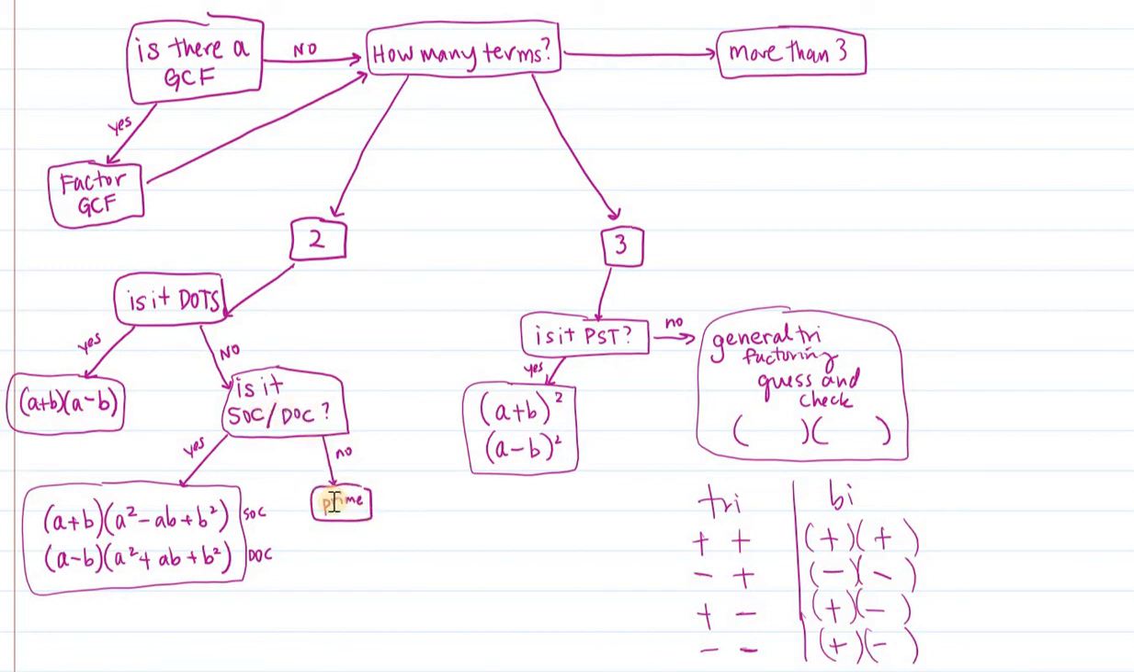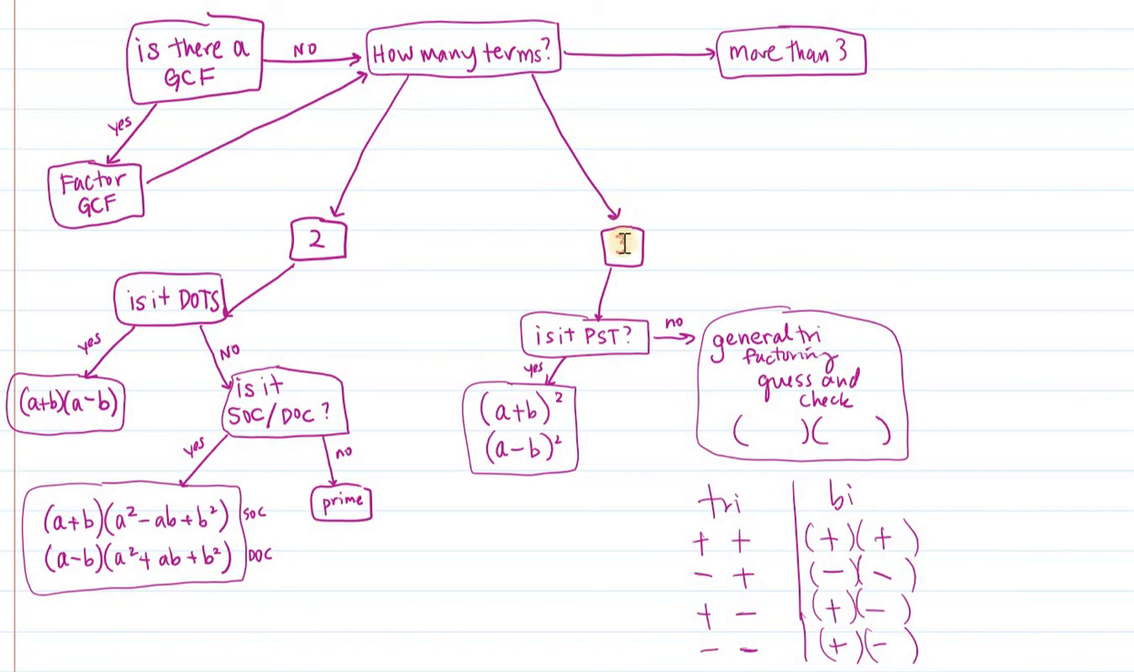If it's not a DOTS and it's not a sum or difference of cubes, you might have a prime polynomial, meaning that you can't factor it. Now, technically, if there was a GCF to start, it's not prime because you factored out the GCF. But if you can't keep factoring after that, then you're done.